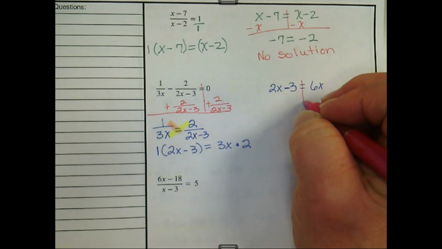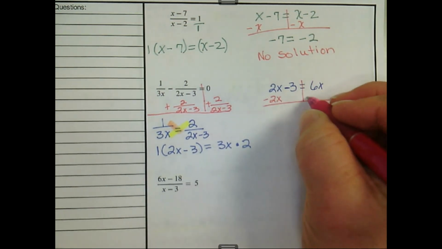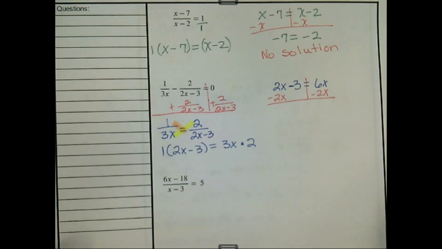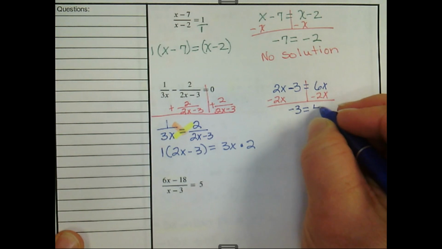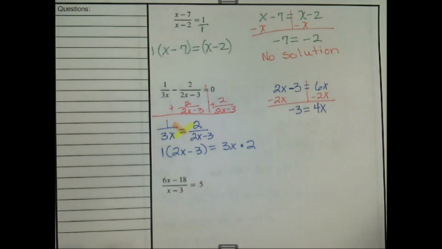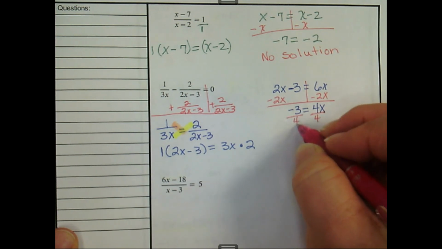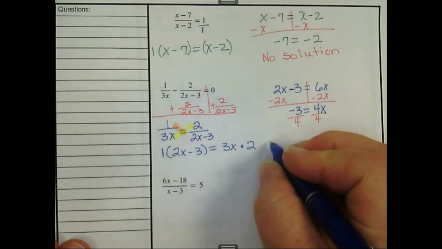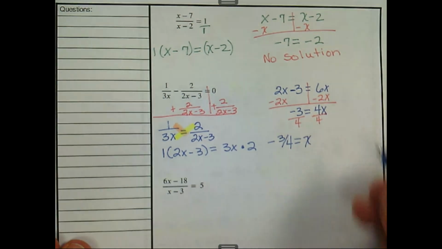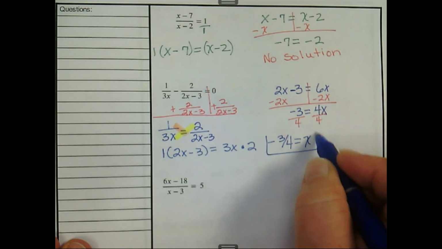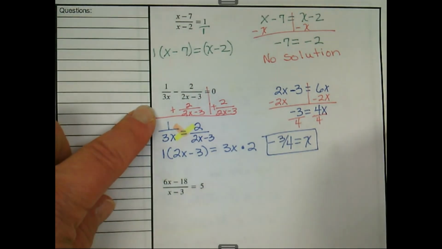Now I've got to get my variables to the same side, so I'm going to subtract 2x from both sides. Negative 3 is equal to 4x. Now I divide by 4. Negative 3/4 is equal to x. That is my answer. However, when I look back up here, I've got restrictions.